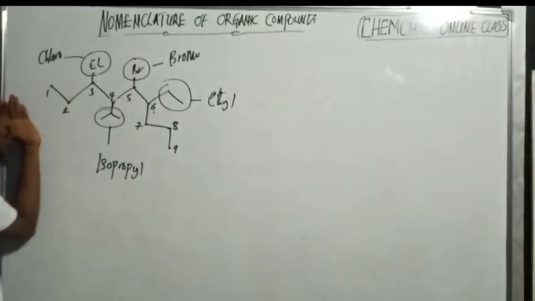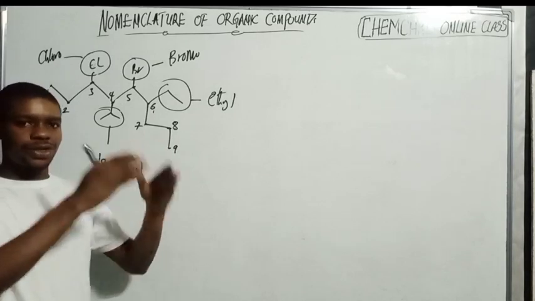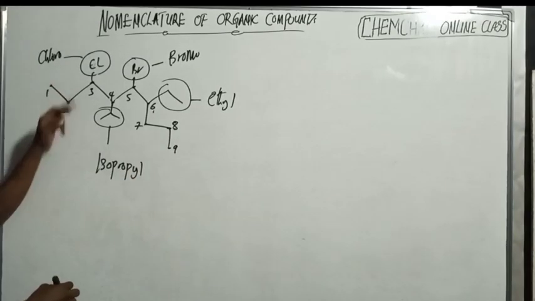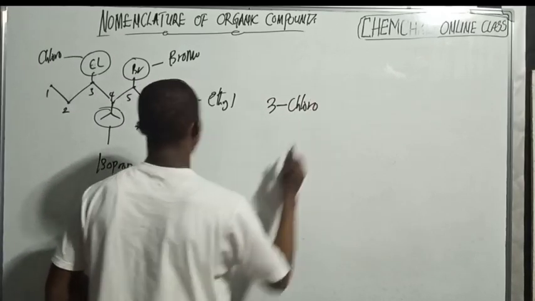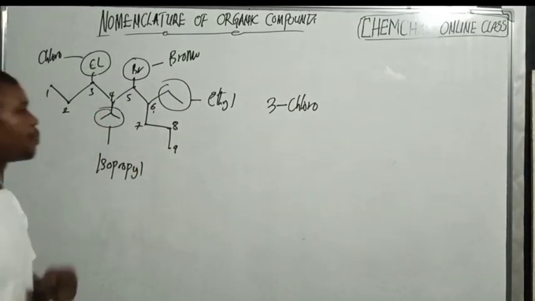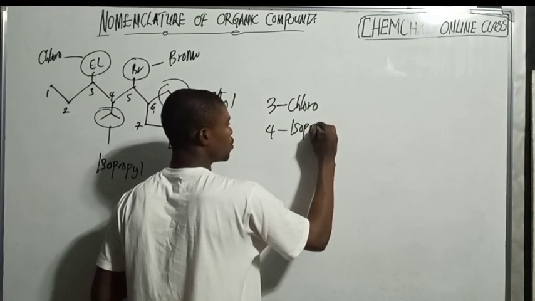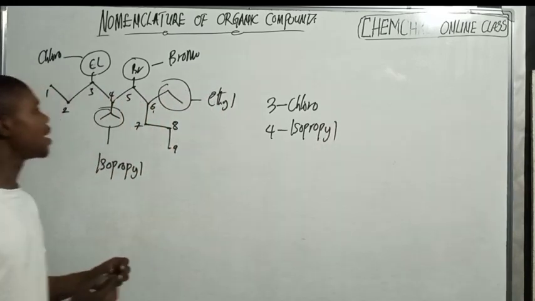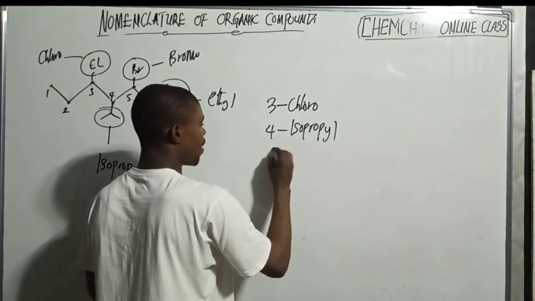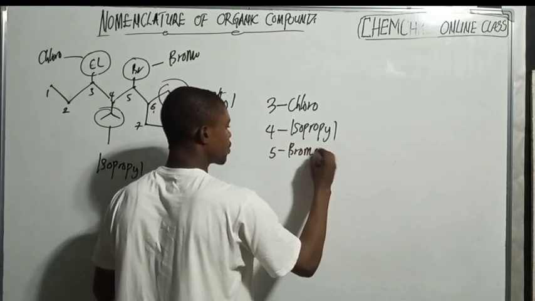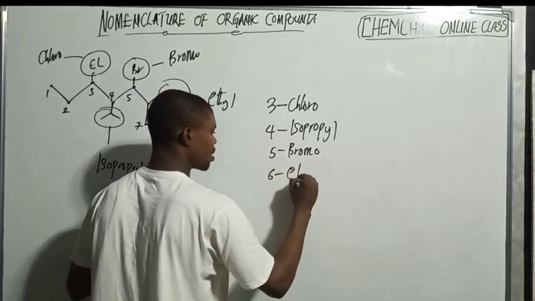So this is going to be the correct number, right? Now let's start naming the substrate here. I come back to 3, I have 3 chloro, right? I come back to 4, I have isopropyl, so you have 4 isopropyl. Then I come back to 5, I have bromo, so maybe 5 bromo. Then I come back to 6, I have an ethyl, so it will be 6 ethyl.